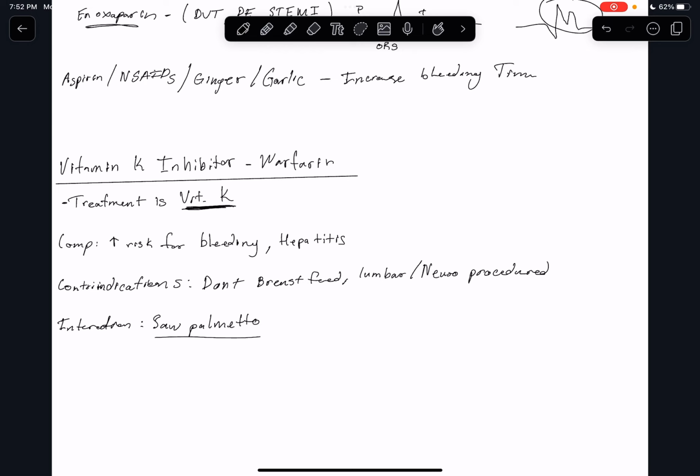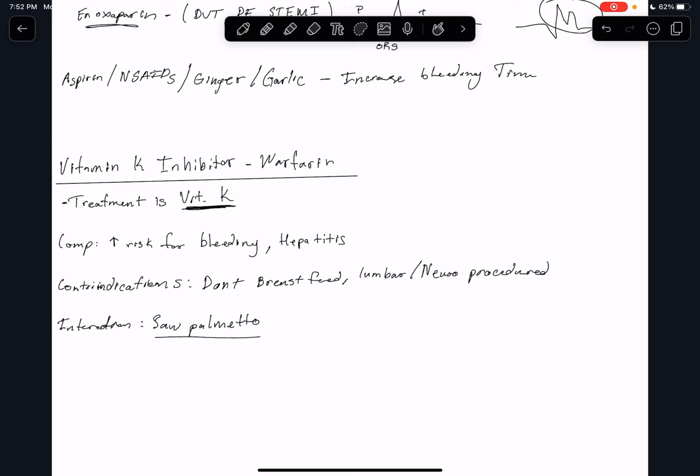Contraindications. For pregnant women, don't breastfeed. If you have had a neurological, or a lumbar, or something to do with your spine, any sort of surgery like that, you're going to want to watch out because your bleeding time might be way too high. You're also going to probably want to stop this before you go into surgery.